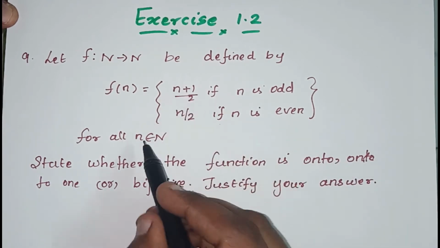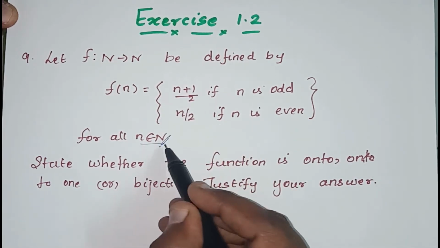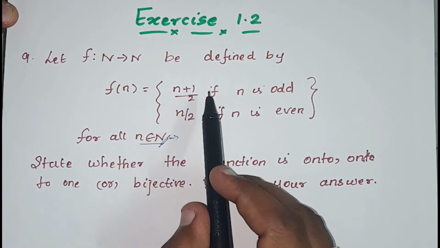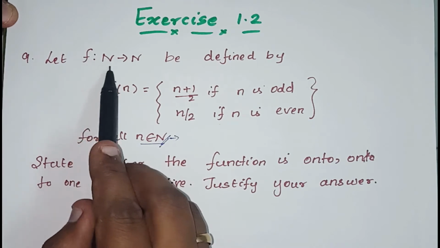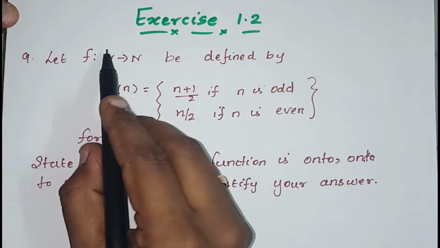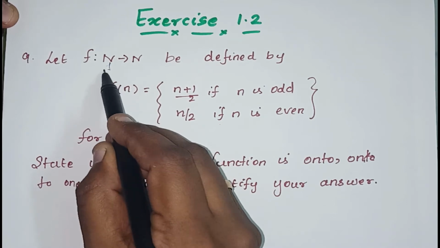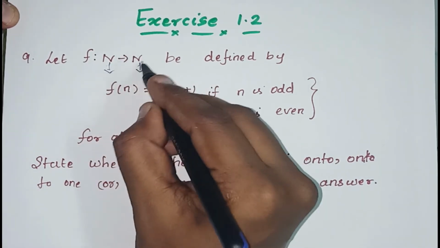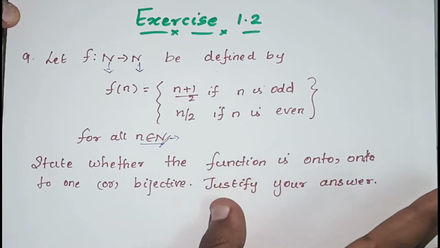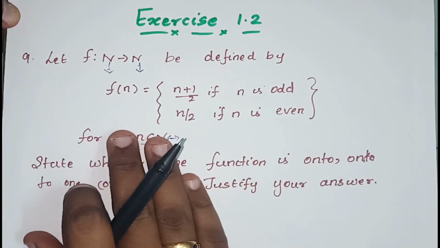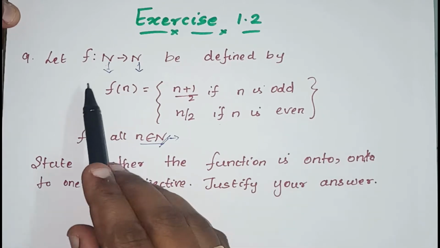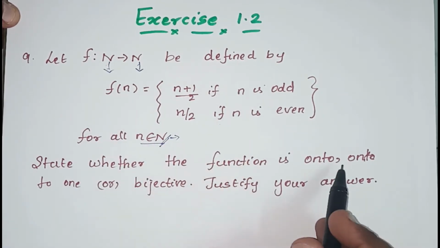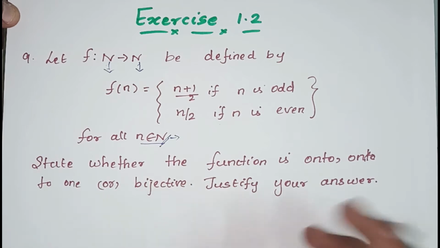Here n belongs to N, so n belongs to natural numbers. So these are all natural numbers. Here the function is f: N → N. What does this mean? The first N denotes the domain, and this N is the codomain. N is nothing but the natural numbers. So the codomain and domain are natural numbers. We need to check whether the given function is one-to-one, onto, or bijective, and justify our answer also.